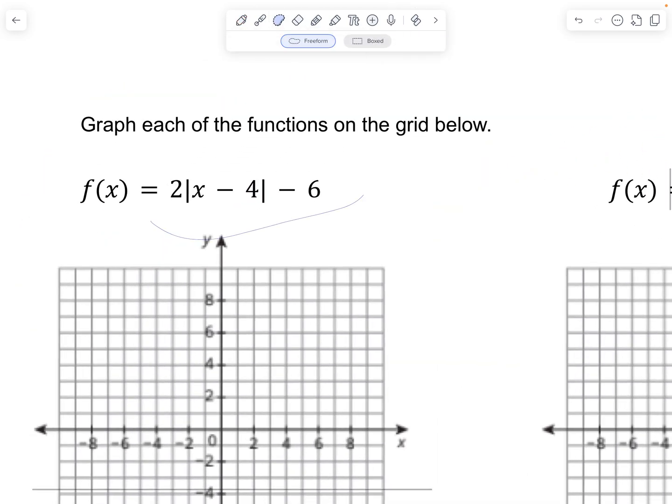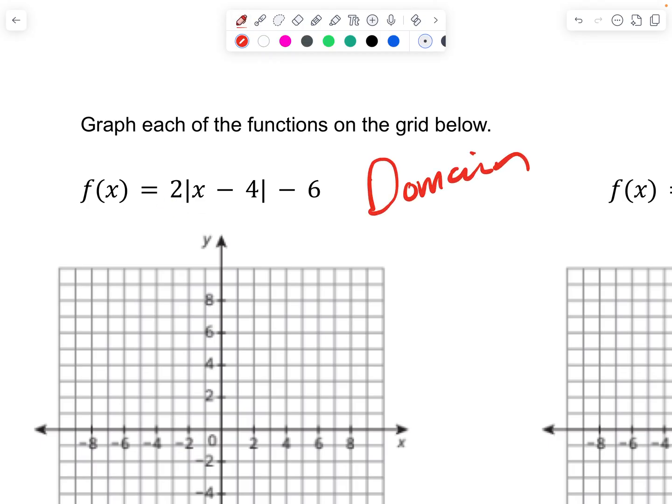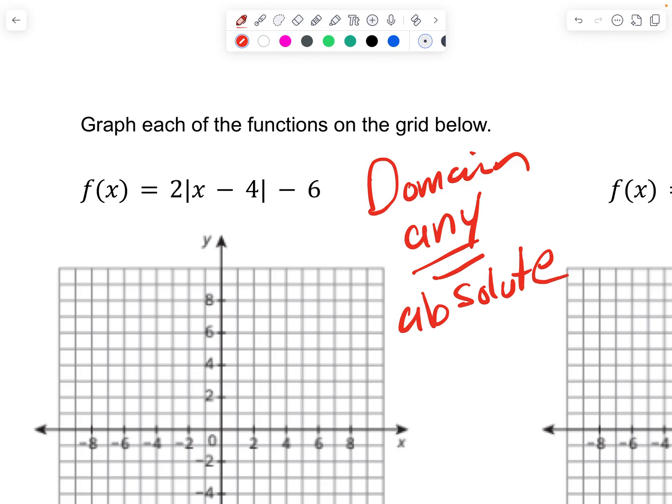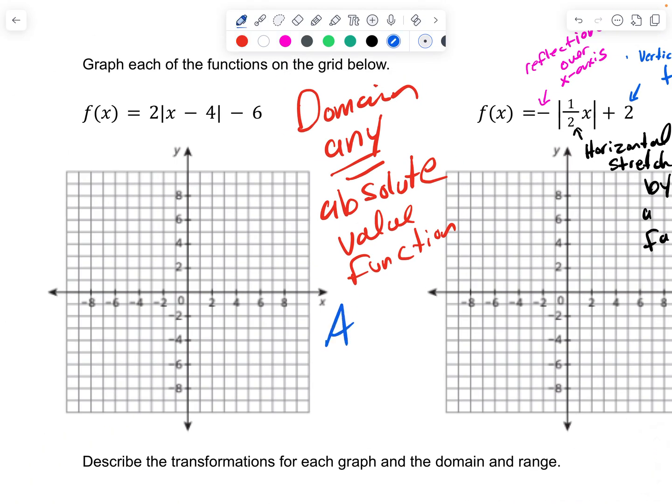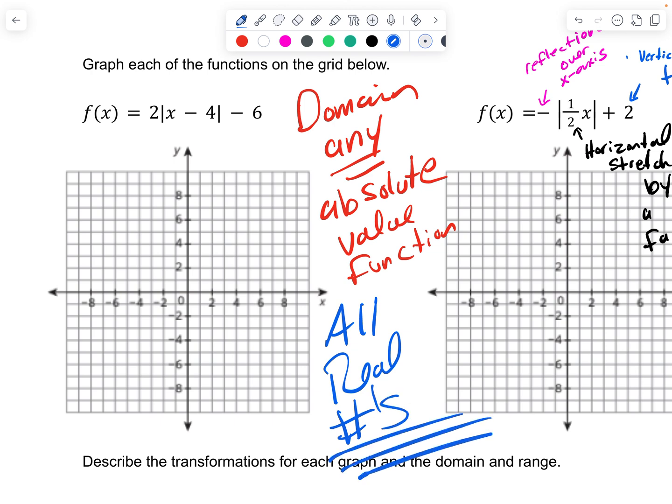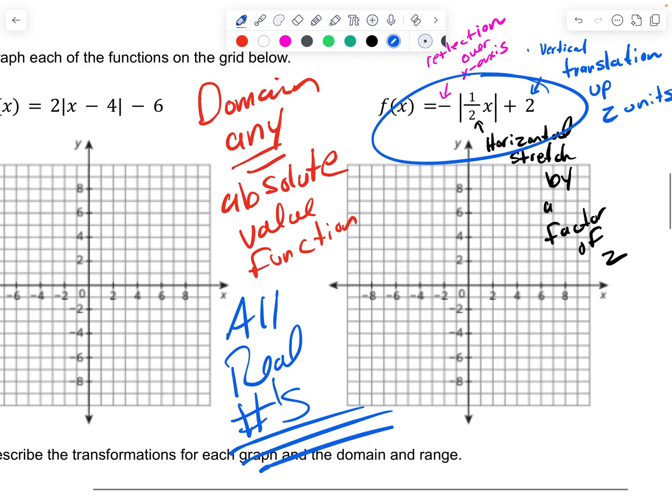what is the domain of this graph right here? Guys, if you did the stained glass, that is the easiest question on the test. I don't care how this graph moves. I don't care that it goes down 6, 4 to the right, vertical stretch by 2. Remember, the domain for any absolute value function is all real numbers. That is a domain. It doesn't matter what it is. The domain for this graph is also all real numbers.